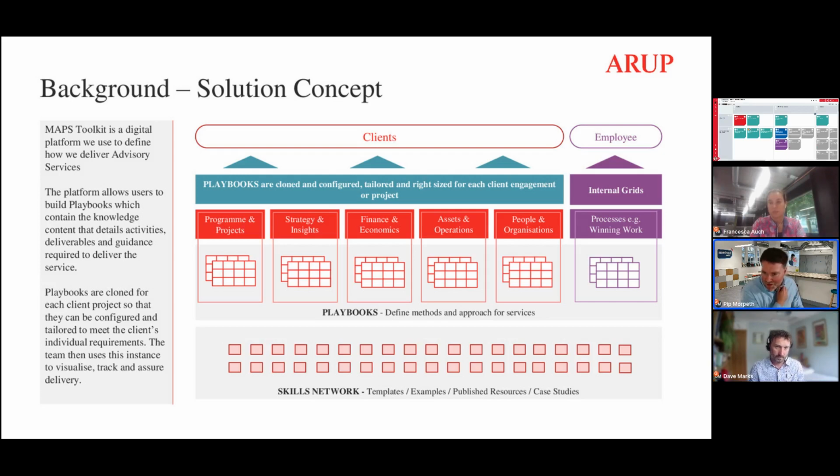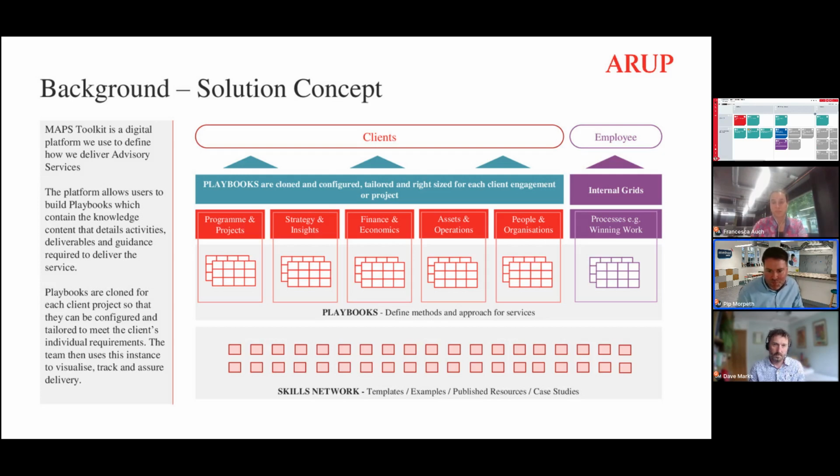Yeah, I think there's quite a bit of work there as well with that skills network, Dave, just in trying to work out exactly what were the best sort of templates, exemplars, artifacts that would go into the playbook to make it really focused on that aspect. It's quite good fun.